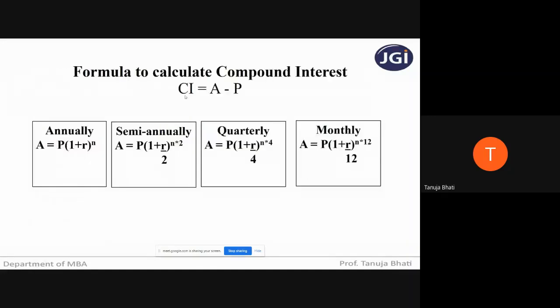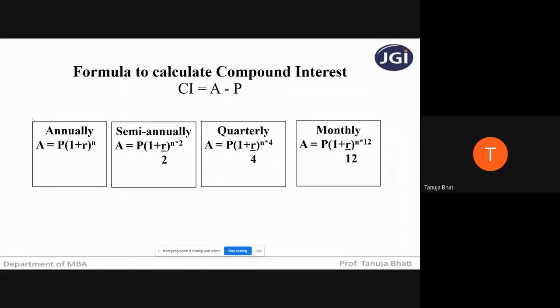So what is the formula to calculate the compound interest? Compound interest is nothing but A minus P, where A is your compounded amount. When I say compounded amount, that means future value, your future amount, and P is your present value or the amount that you have invested. Now, how do you calculate the compounded amount? You have different formulas depending upon whether the interest is calculated annually, semi-annually, quarterly, or monthly.